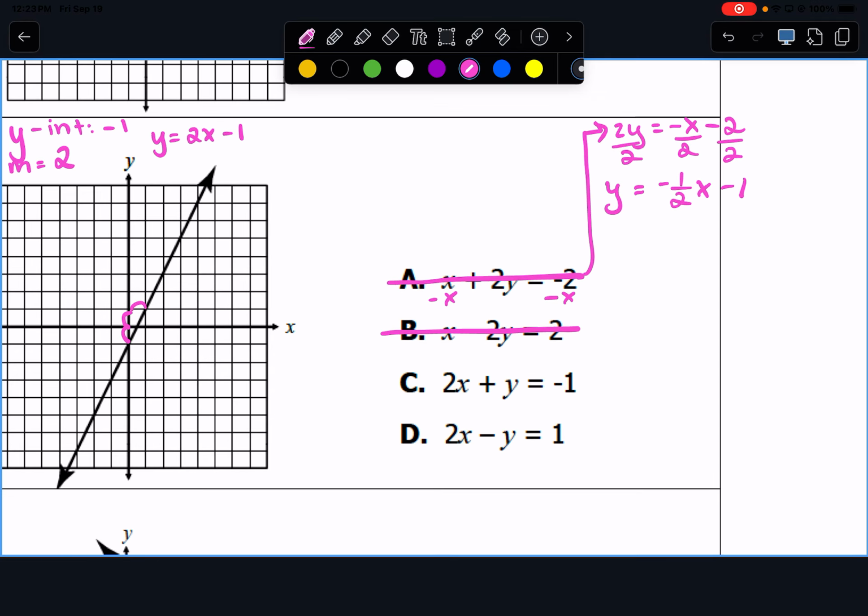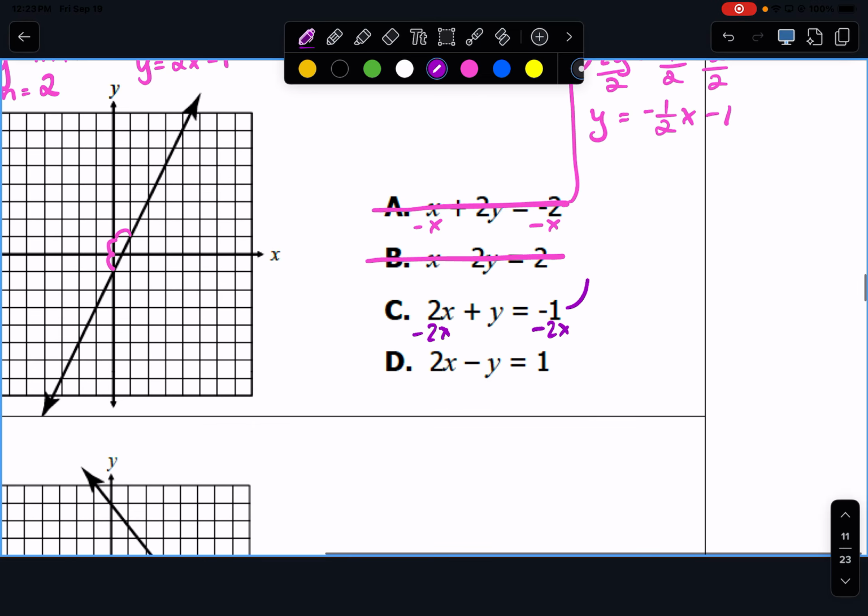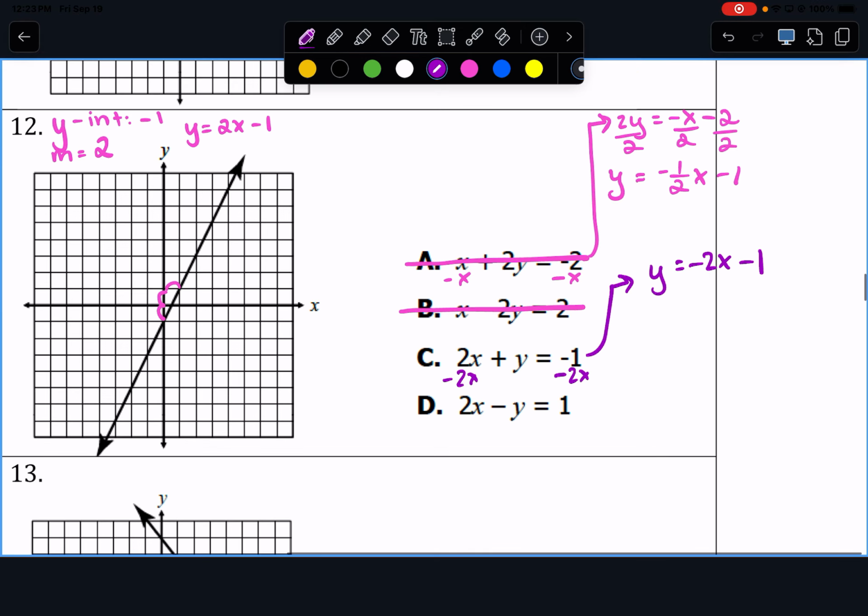Now, let's look at C. So for C, how do I start converting C? So we get y equals negative 2x minus 1. Is that right? What's wrong about it? No, it's the negative slope. Okay, so can it be C? No. The answer is D. I think you saw it right here.